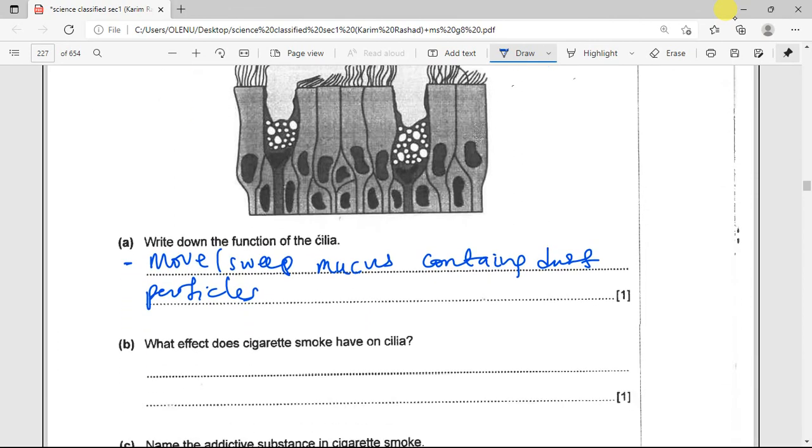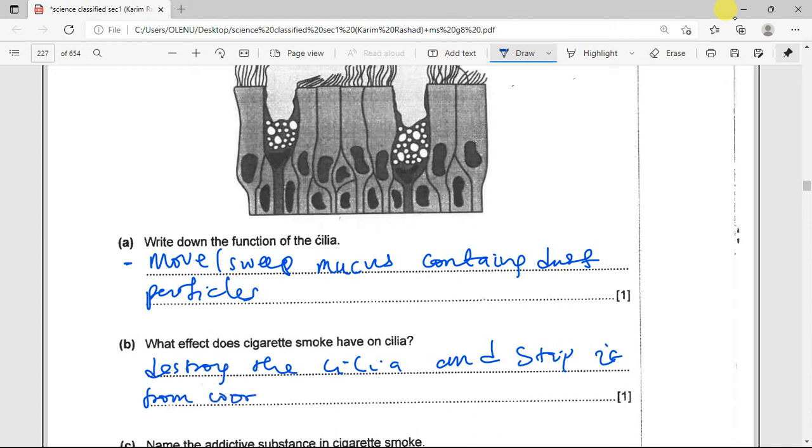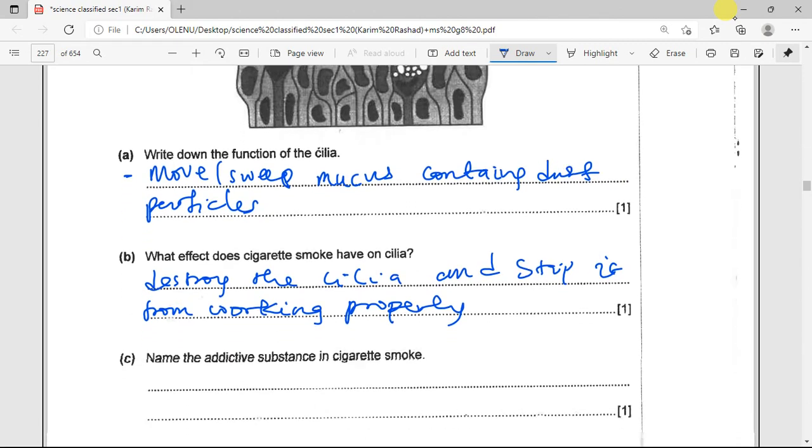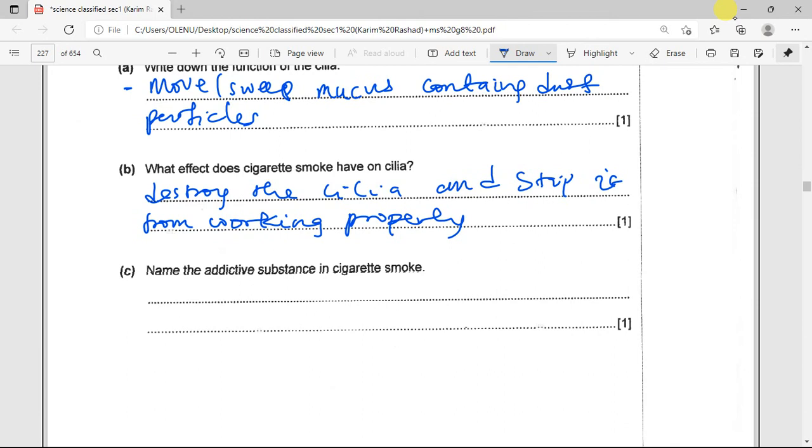Now, what effect does cigarette smoke have on the cilia? It destroys the cilia and stops them from working properly. Then, name one addictive substance in cigarette smoke. It is nicotine.